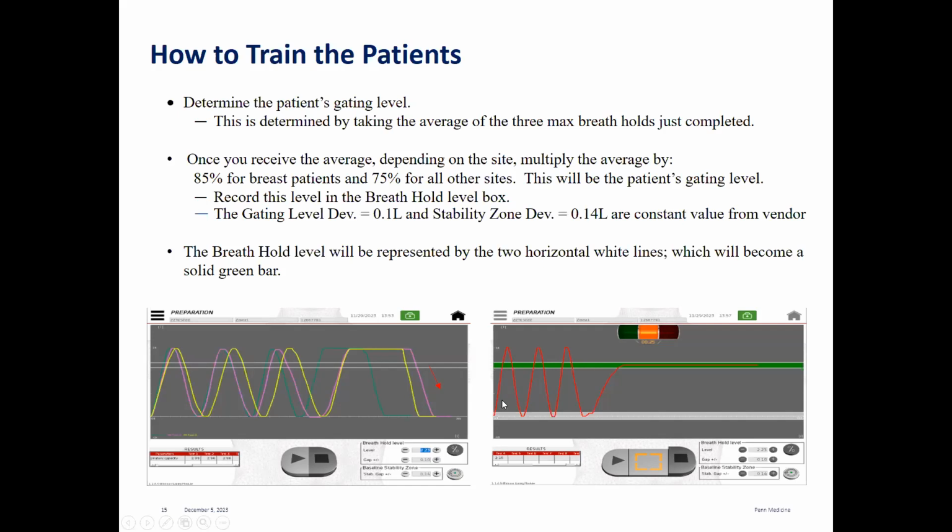So you want to make sure the patient breathes in that gray bar. If they went below it, that's when the system doesn't count that as a breath. And if the patient goes above the green bar or below the green bar, it's not going to register them as holding their breath. So you want to make sure that they can get into that green bar. Once you establish that breath hold level, that's what these horizontal white lines are, and that becomes that solid green bar. So that's their gating level.